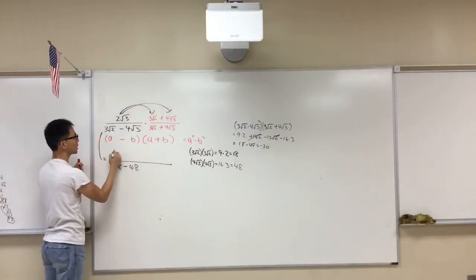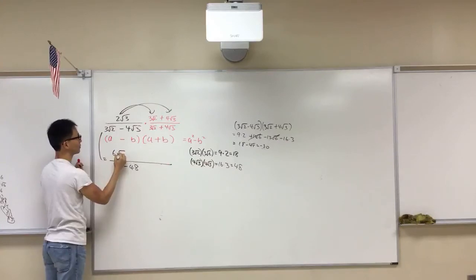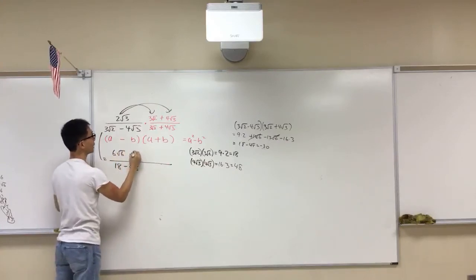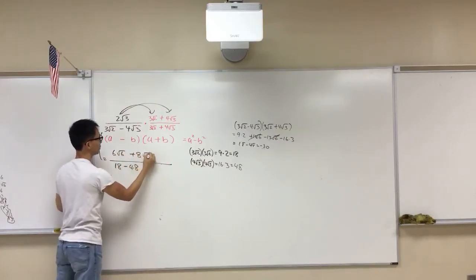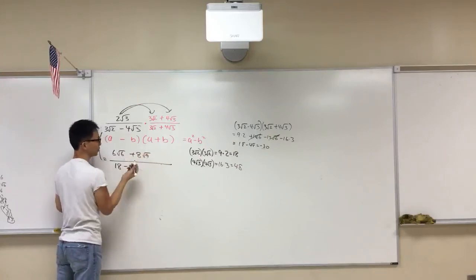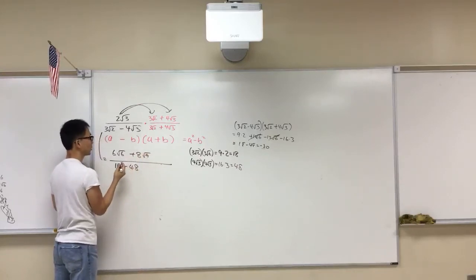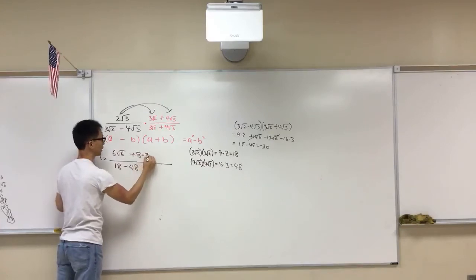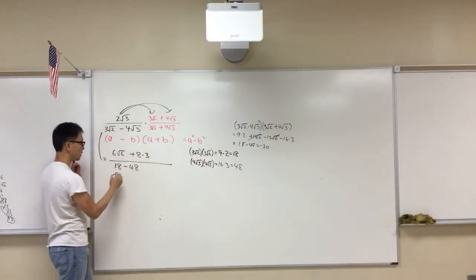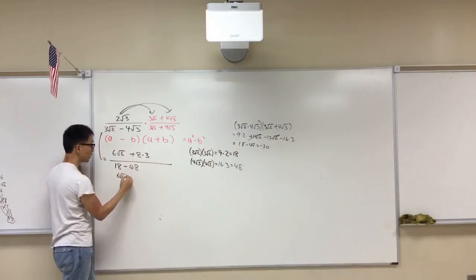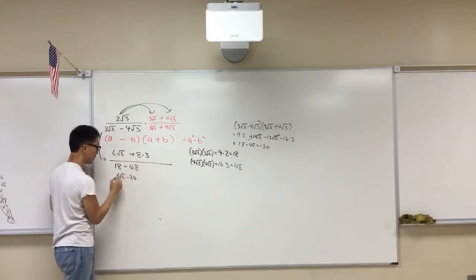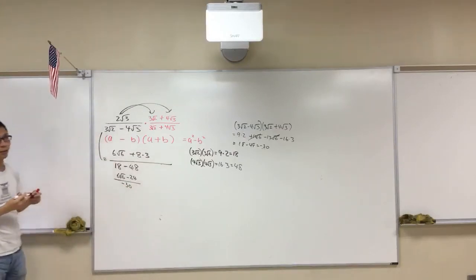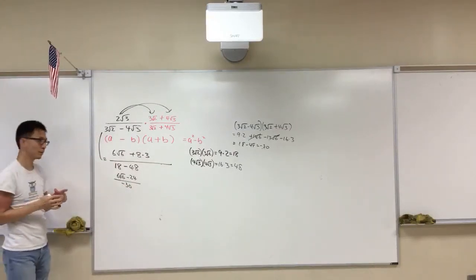So it's going to be 6 square root of 6 plus 8 square root of 9. But 8 square root of 9 is 3. So can I just write down 3 here? Yeah, I don't have to write another line. So it'll be 6 square root of 6 minus 24 all over minus 30. Now here's what you did math wrong.